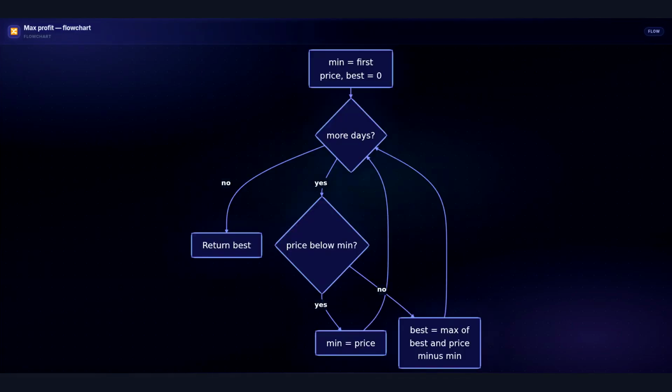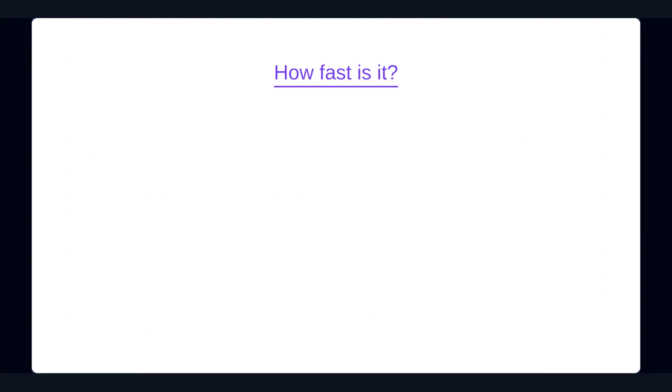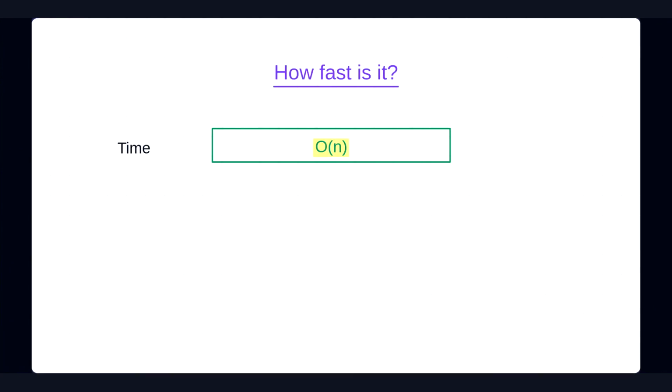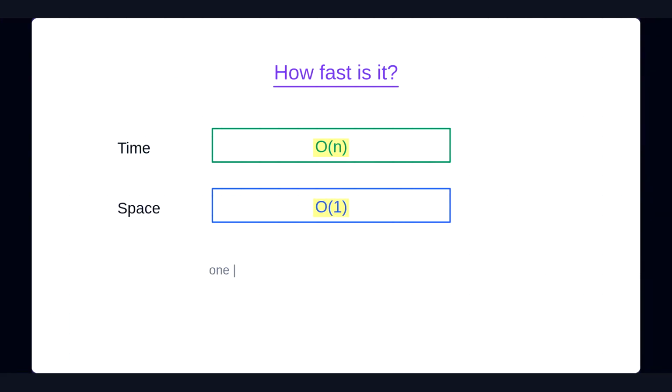Each day, we either update the lowest buy price if the price dropped, or check whether selling today gives a bigger profit than our best. When the days run out, we return the best profit. We look at each day once, so order n time, and we only keep a running minimum and best profit, so order one space.